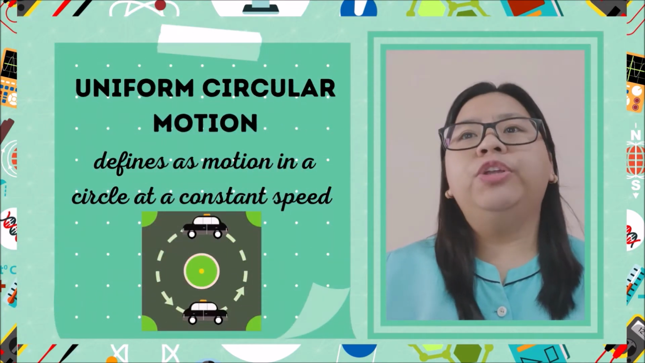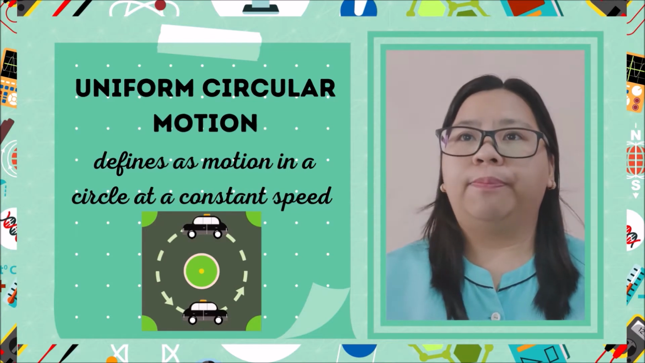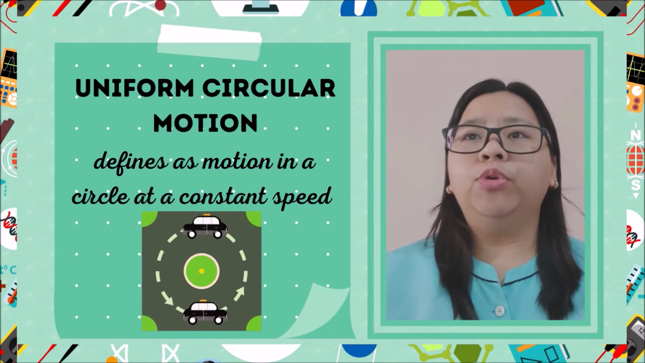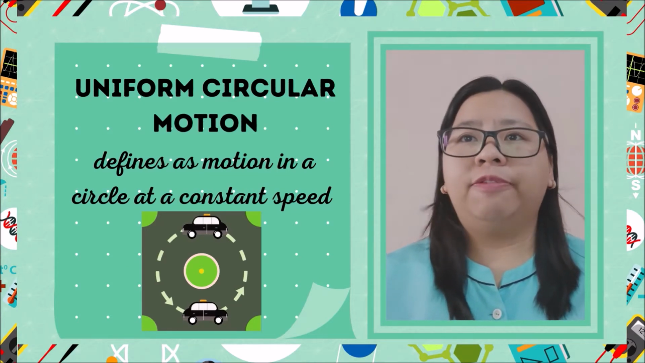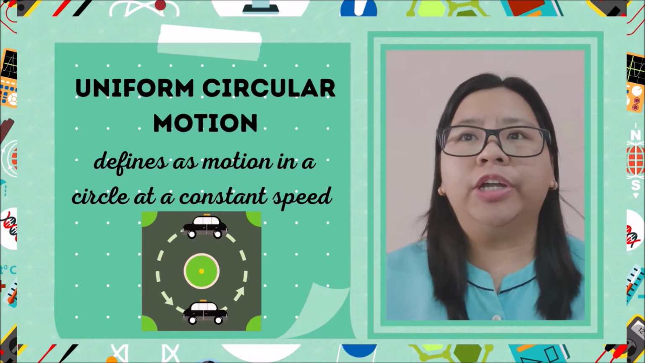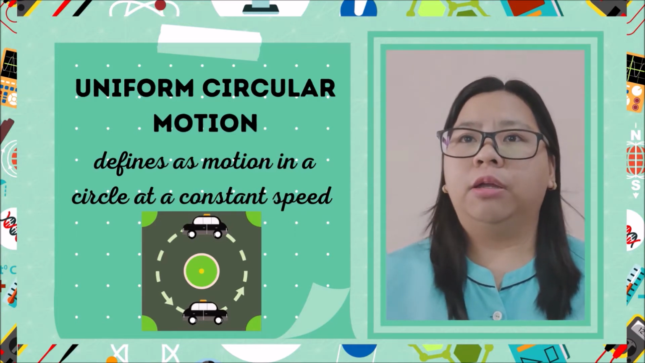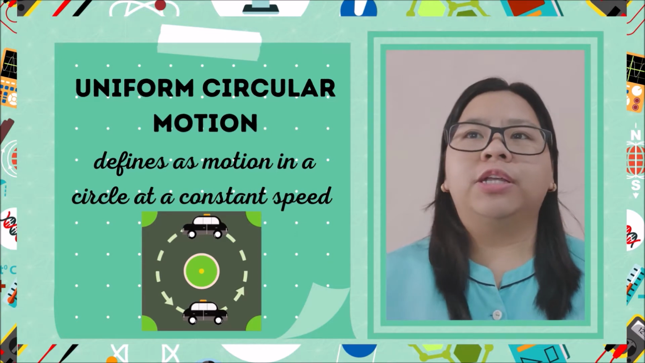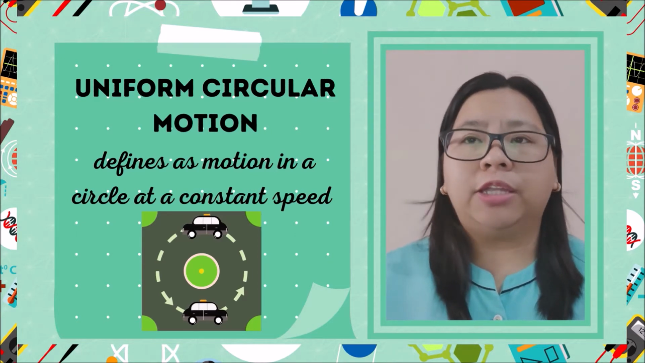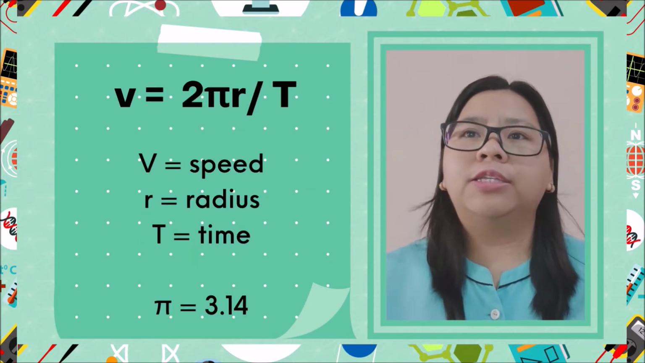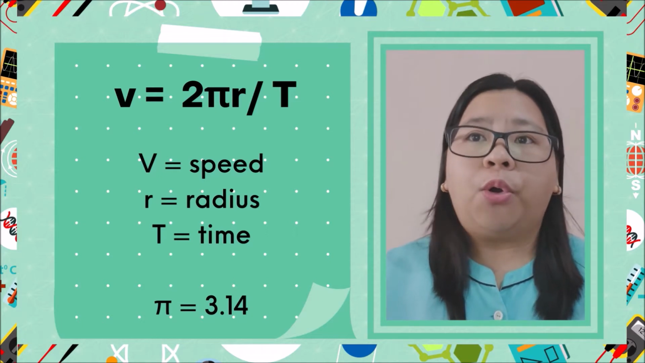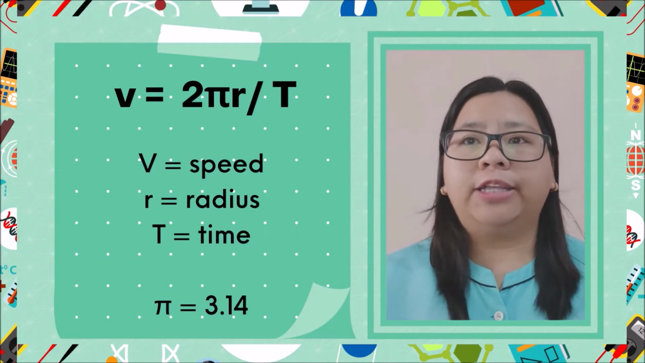What is uniform circular motion? Uniform circular motion, or UCM, is defined as motion in a circle at a constant speed. But not all motions in a circle will have constant speed. The speed of the object is the distance it covers, or 2 pi r, divided by time.